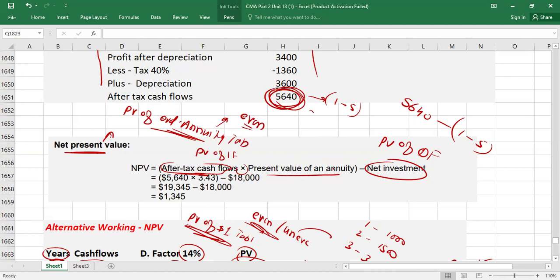Now you will go to the annuity table because your cost of capital is 14% and your project life is 5 years. So you will go at 14% and look for the year 5 annuity factor. And you will go to the ordinary annuity table. I'm showing you here.